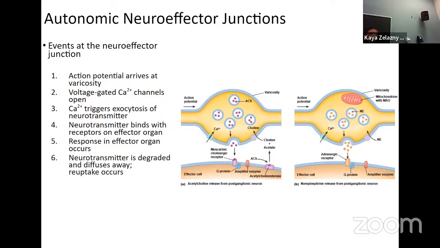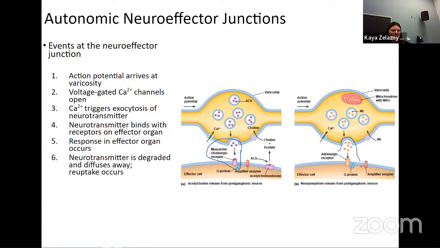So for example, we might now be able to label here. Looking at these receptors, we can tell what type of nerve we're looking at in each of these figures. So we have a muscarinic cholinergic receptor here. We have an adrenergic receptor here. And so figure A, what type of nerve do we think that is? Sympathetic or parasympathetic?